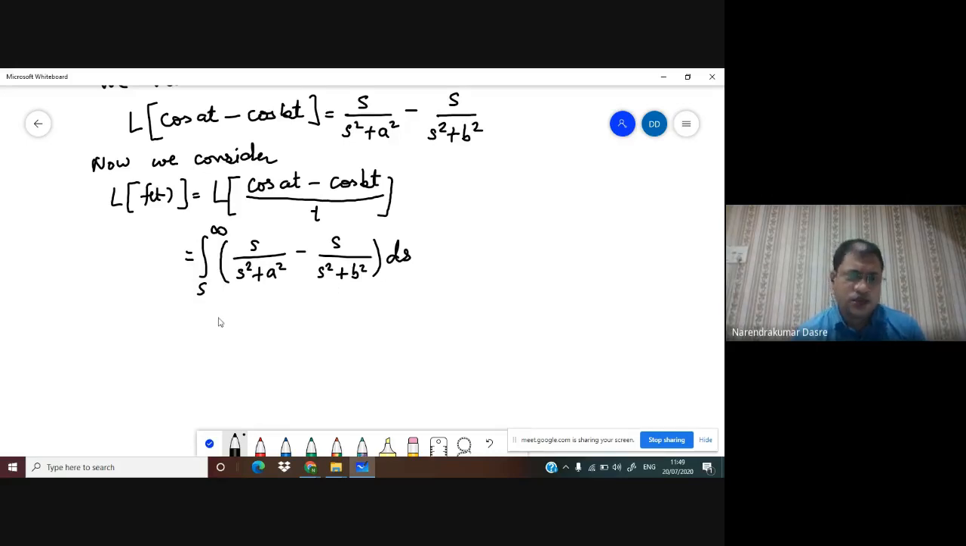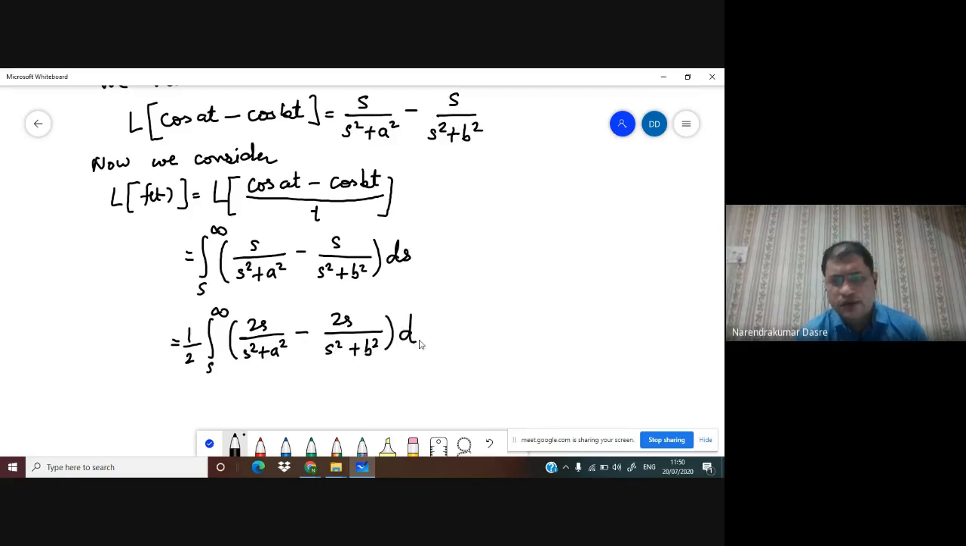Now, as we did in the previous example, multiply and divide by half. So we will have the integral from s to infinity of 2s upon s square plus a square minus 2s upon s square plus b square, ds. That's what you'll be having here now.